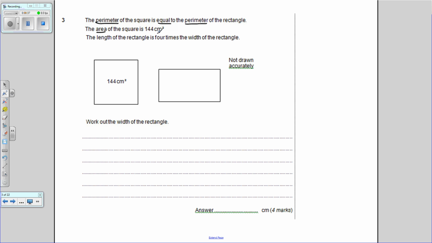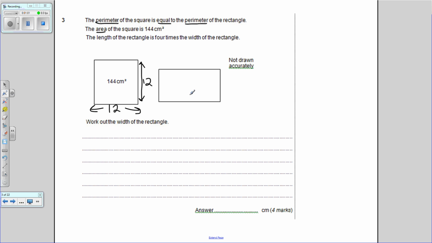The area of the square is 144. So straight away, because this is a square, you know this times itself must be 144. Well, what squared gives you 144? And that's 12. So we know that the length and the width of the square must be 12, and that will get you some marks.